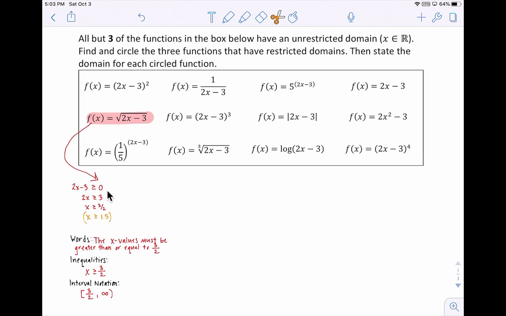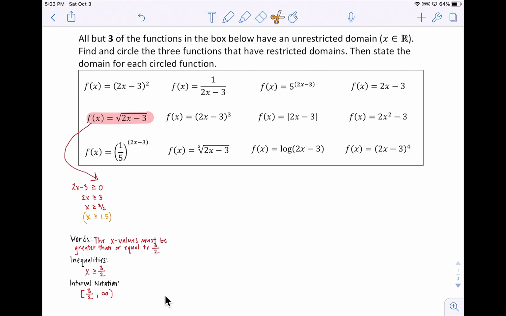Now I have a little inequality that I can solve. I can add 3 to both sides to undo the subtraction, and then I can divide both sides by 2 to undo the multiplication, and I end up with the result that x itself must be greater than or equal to 3/2. In other words, x itself better be 1.5 or bigger. If I try to plug something smaller than 1.5 in for that x, I'm going to end up square rooting a negative, which is something we just can't do.